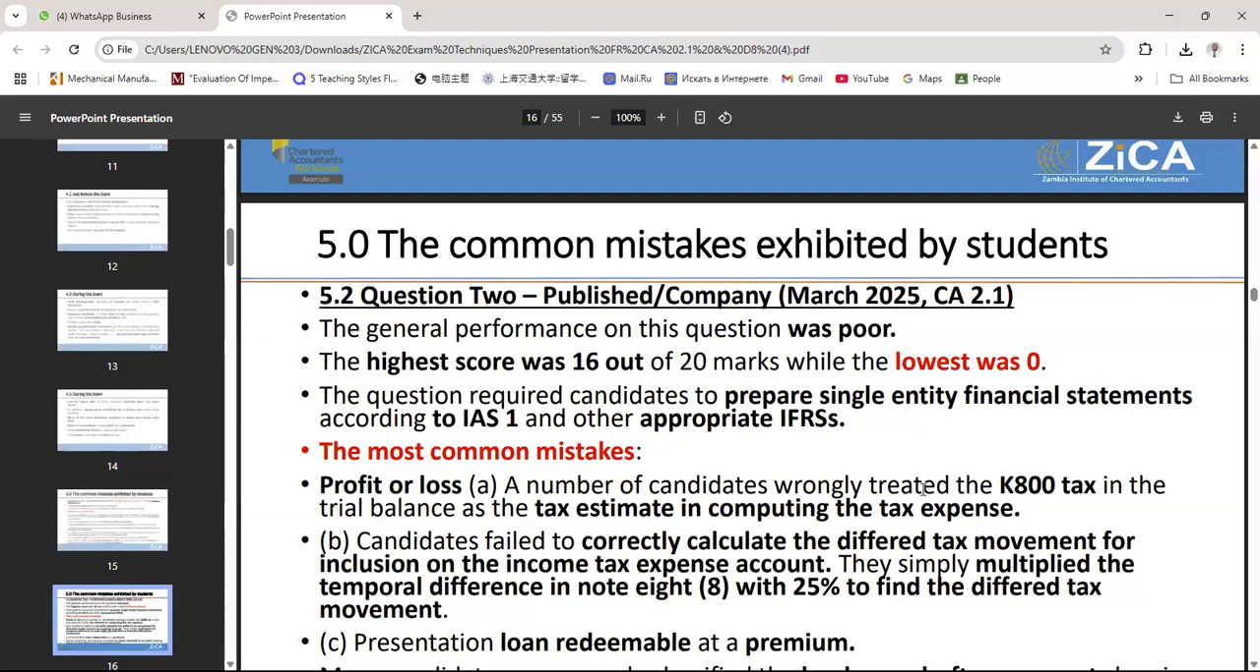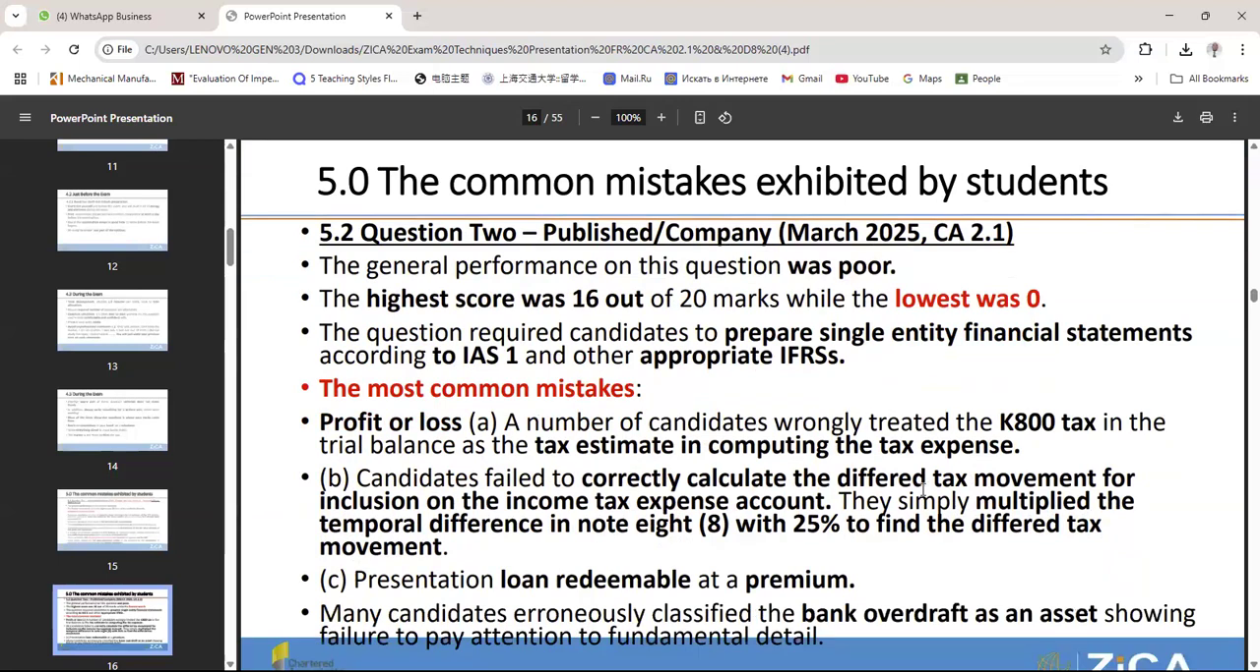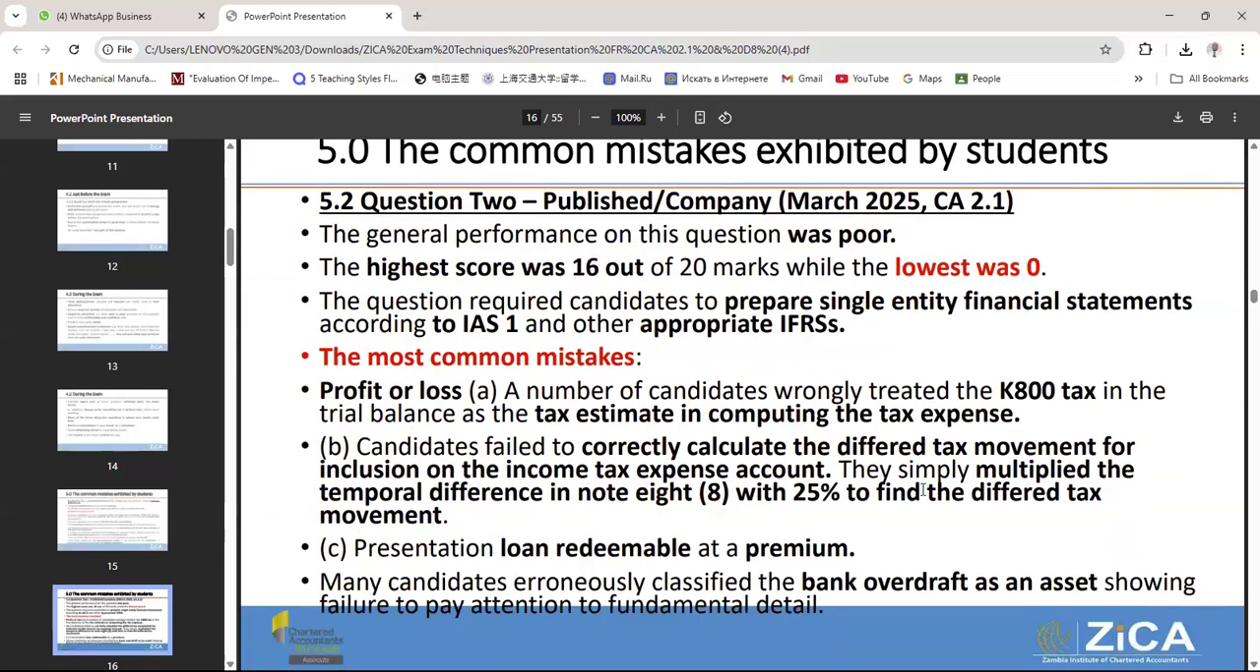What's the message? If published accounts will come, there will be deferred tax, which is under IAS 12. If they will give you a temporal difference, multiply the temporal difference times the tax rate. Then what goes to profit or loss is the movement.